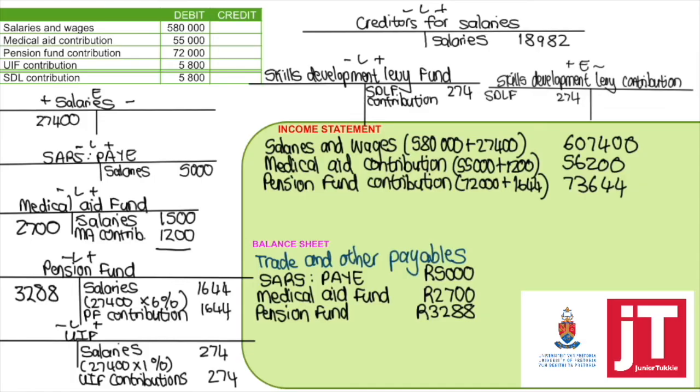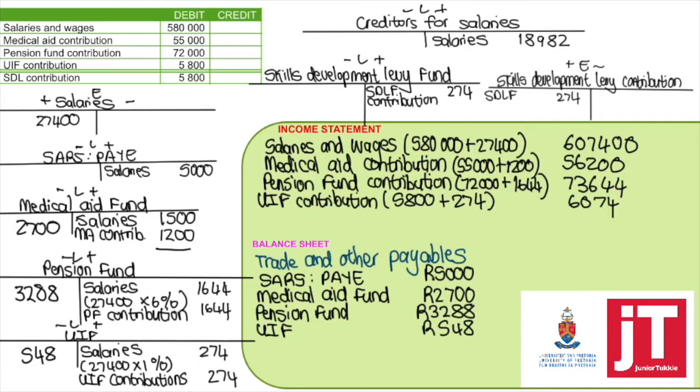So in my trade and other payables, 3,288. And in my income statement, pension fund contribution from the pre-adjustment trial balance, 72,000 plus the contribution which was omitted, 1,644 equals 73,644.